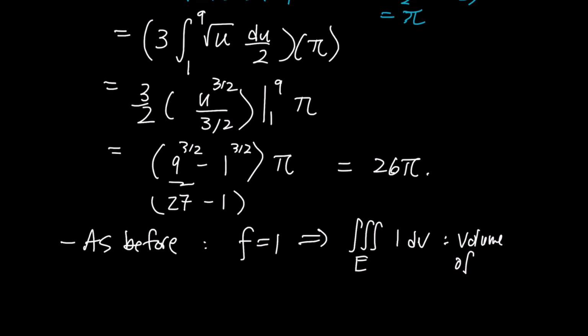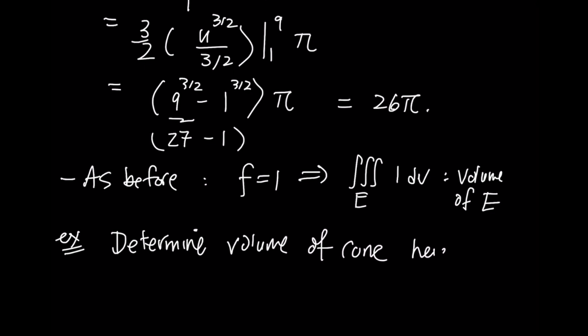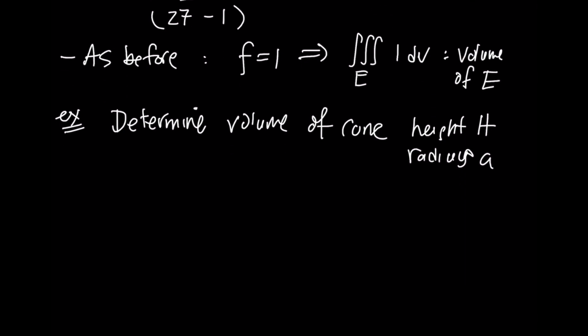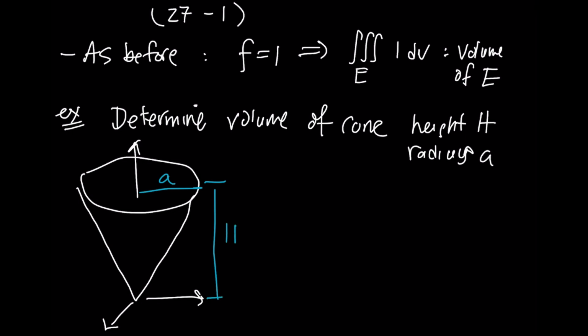Now, this is really helpful because we can now come up with results from geometry that we've seen before. Let's use triple integration to determine the volume of a cone that has a height of h and a radius of a. So something that looks like this. If we overlay it on our axes, this has to be a, and this value here is h.